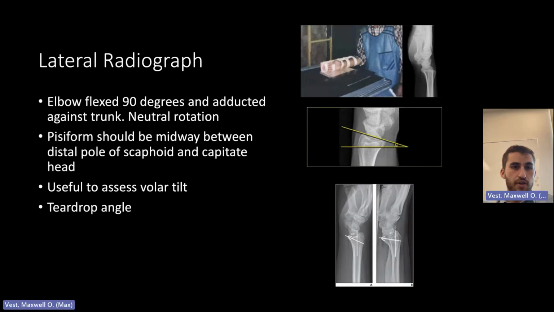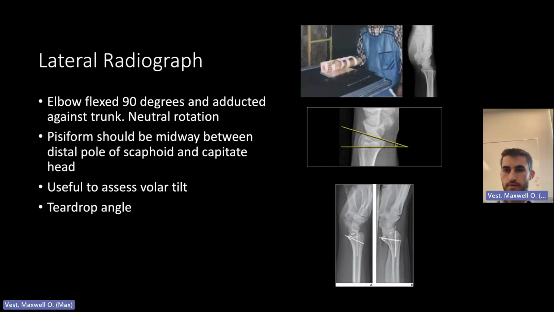You want good lateral radiographs. You want the elbow flexed 90 degrees and adducted against the trunk with a neutral rotation. The pisiform should be midway between the distal pole of the scaphoid and the capitate head. And this is useful to assess the volar tilt.